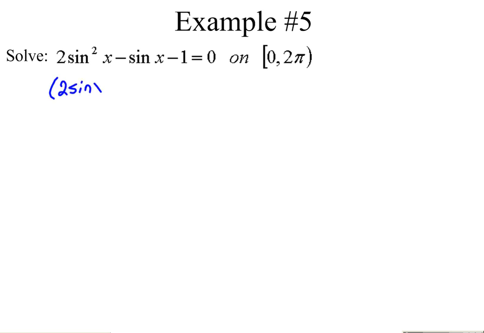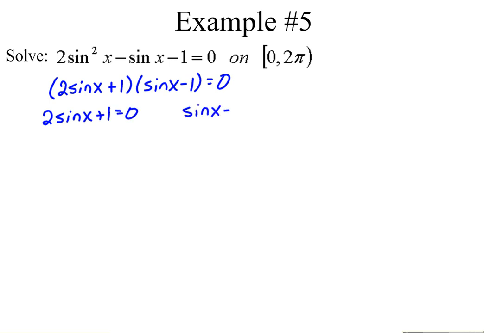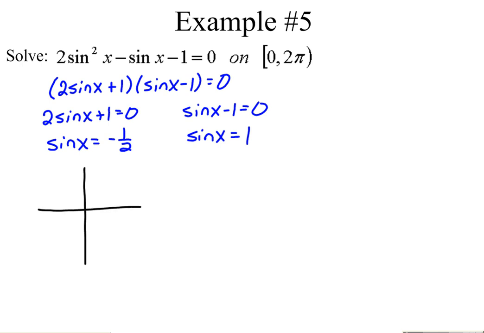Last example here, we have a trinomial. Anytime we have a trinomial, remember that's a quadratic equation. We can factor or use the quadratic formula. Factoring obviously is the quickest way. This does factor: 2 sine x plus 1 times sine x minus 1. We can set each one of those factors then equal to 0. 2 sine x plus 1 equals 0. Sine x minus 1 equals 0. Solve each one. We get sine x equals negative 1/2, and we get sine x equals 1.